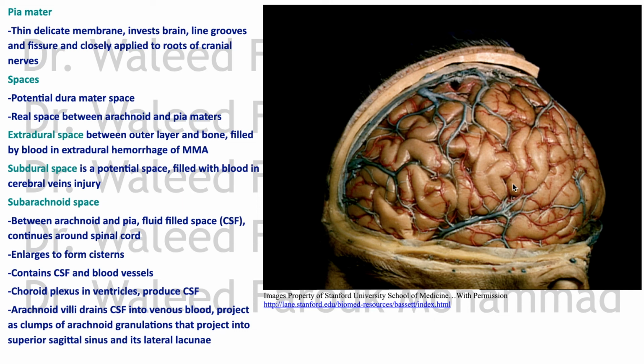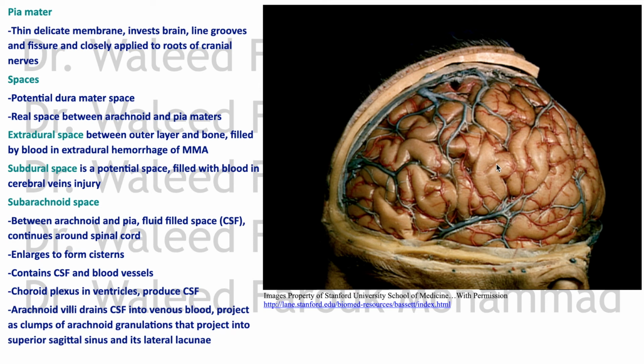The pia is the one that actually belongs to the brain itself. It's the epineurium of the brain tissue. Spaces present in this arrangement, we have an extradural space in which the middle meningeal artery is. Subdural space between the dura and arachnoid.